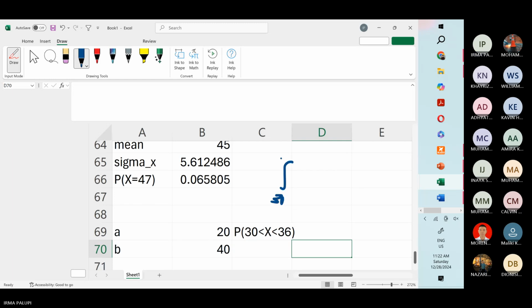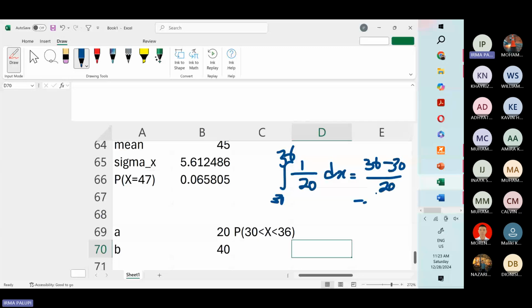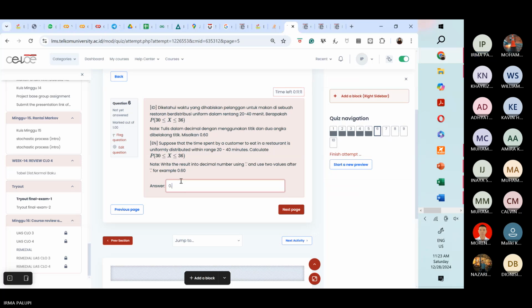Integral from 30 to 36 of 1 over (b minus a), which is 40 minus 20, so 20, right, dx. So at the end, we have x over 20 as the antiderivative, and you substitute with this interval, so you will get 36 minus 30 divided by this interval. So it's equal to 6 over 20, or 3 over 10, which is 0.3. Okay. This is 0.3. Write the result using decimal, and use two values after. 0.30.